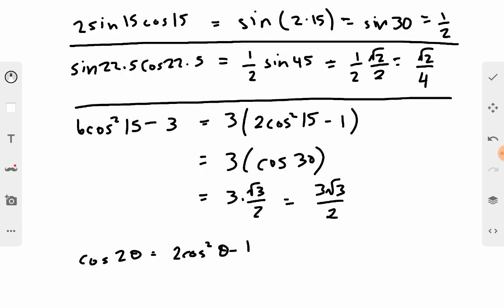Okay, so you're looking for formulas that can match the expression. Try to think of formulas or variations on formulas, get it to match, and then you can make that substitution.